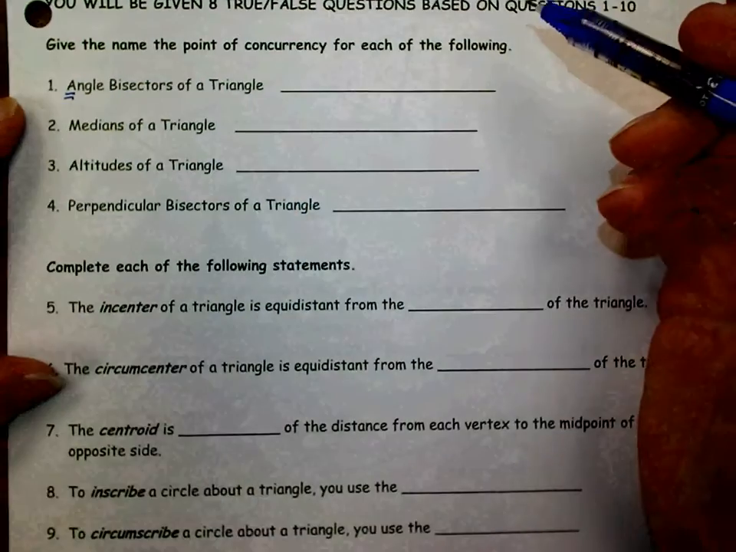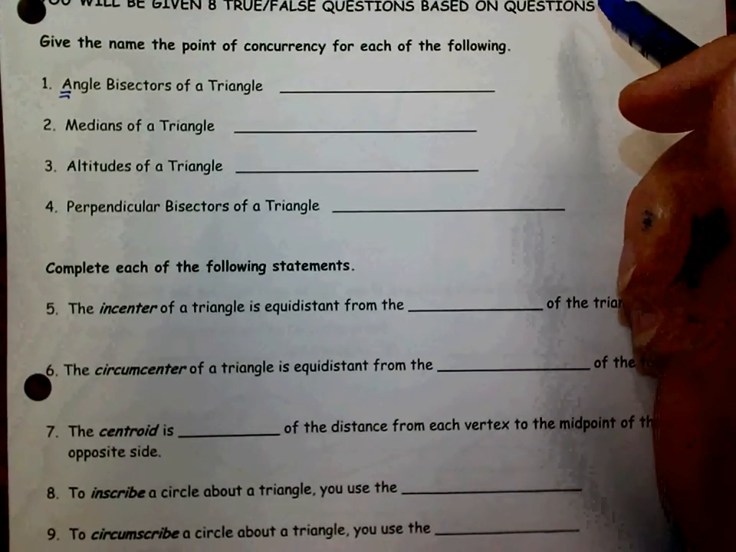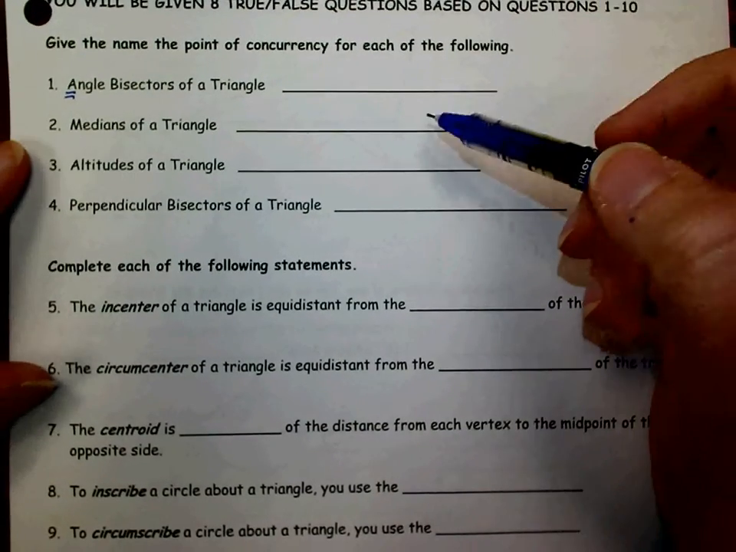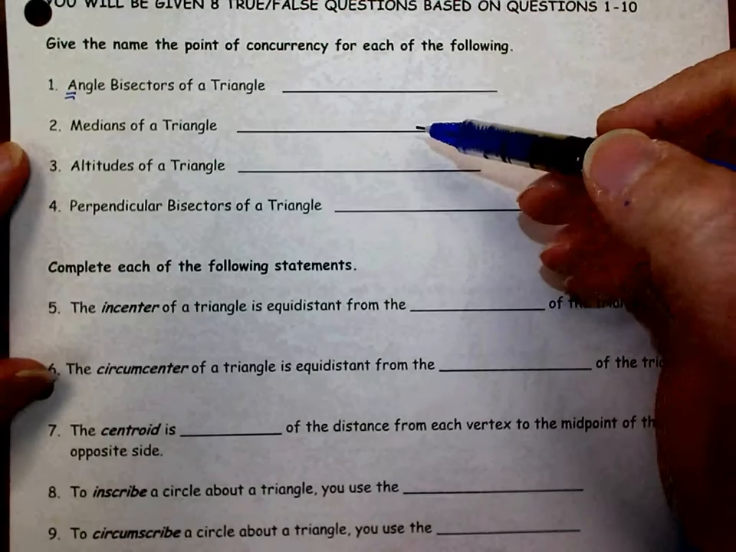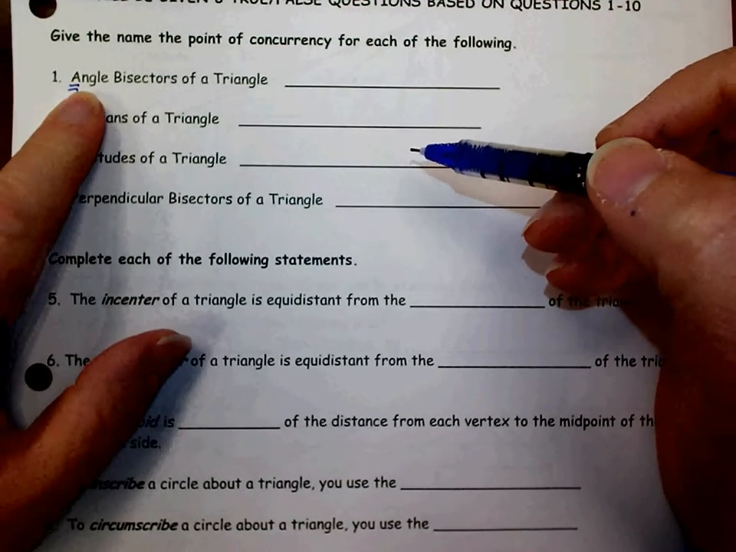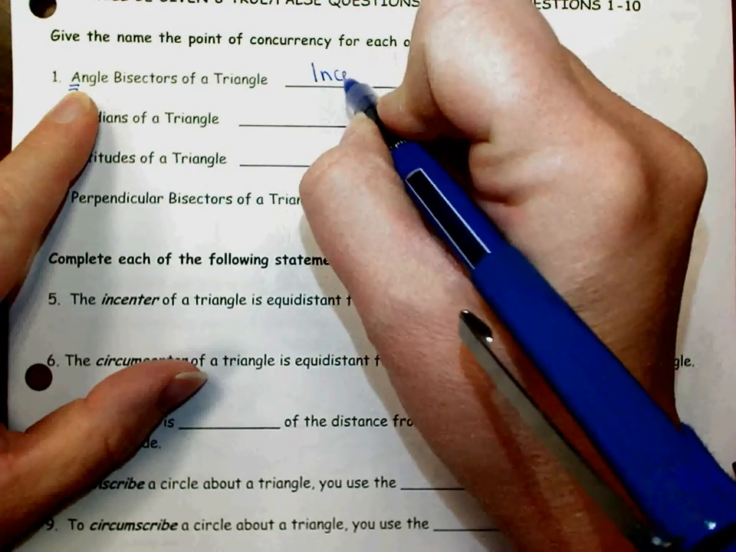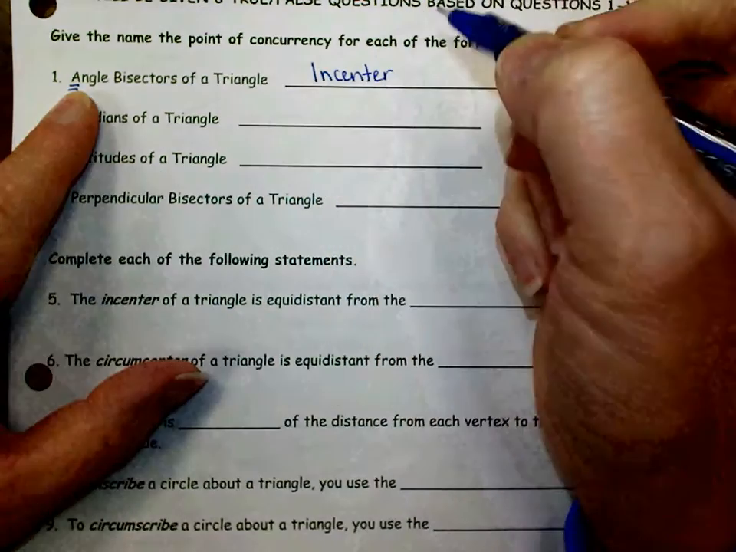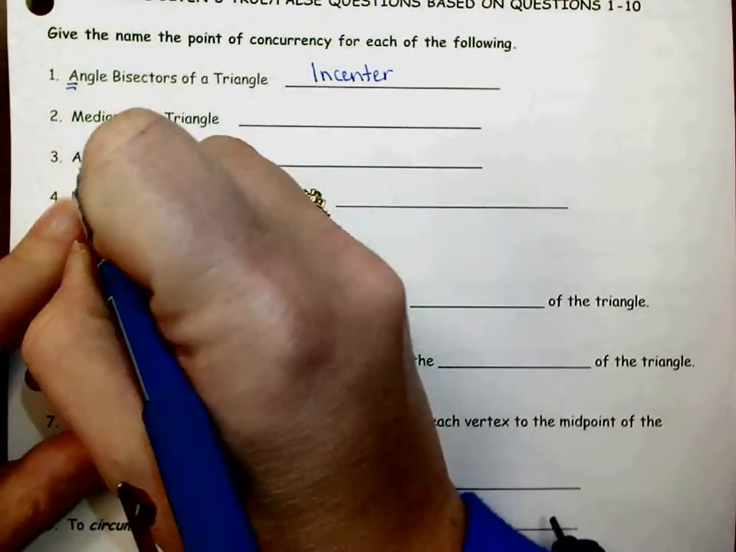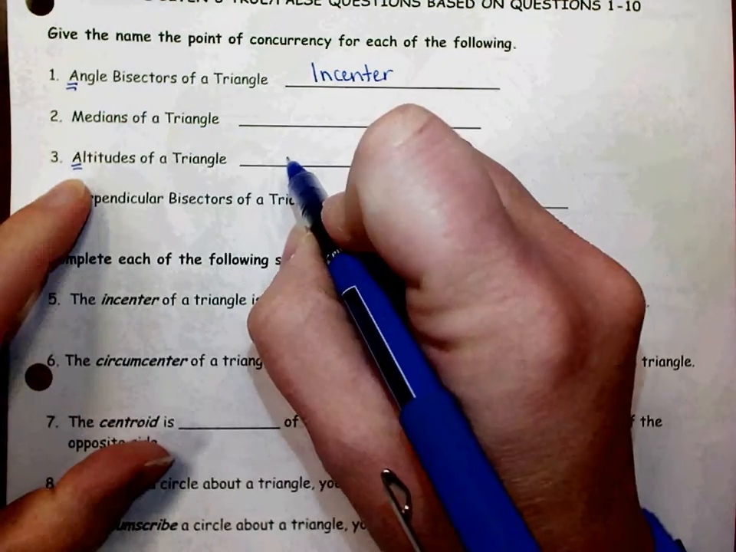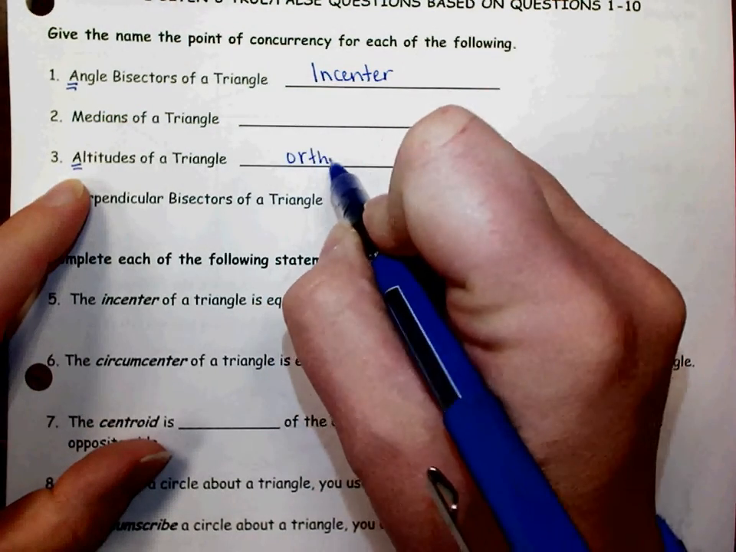Well, it's not a perfect system because we have 2 points of concurrency that start with a vowel, the in-center and the orthocenter. So you're going to have to remember that angle bisectors intersect at the in-center. The other vowel is altitudes. They're the ones that intersect at the orthocenter.